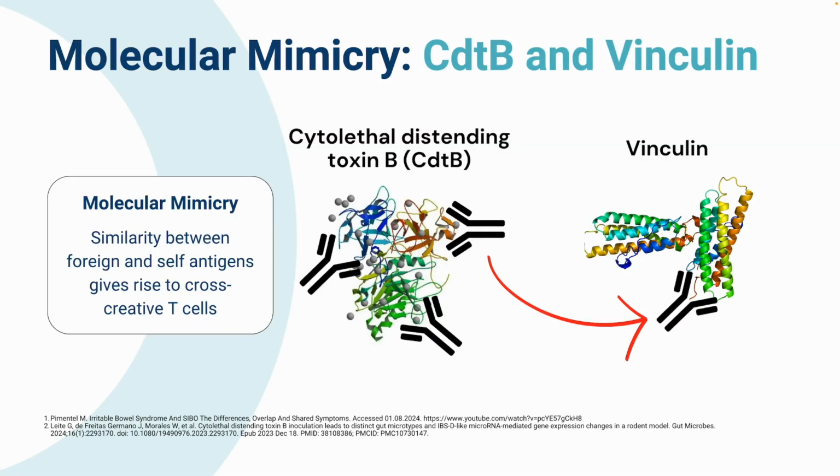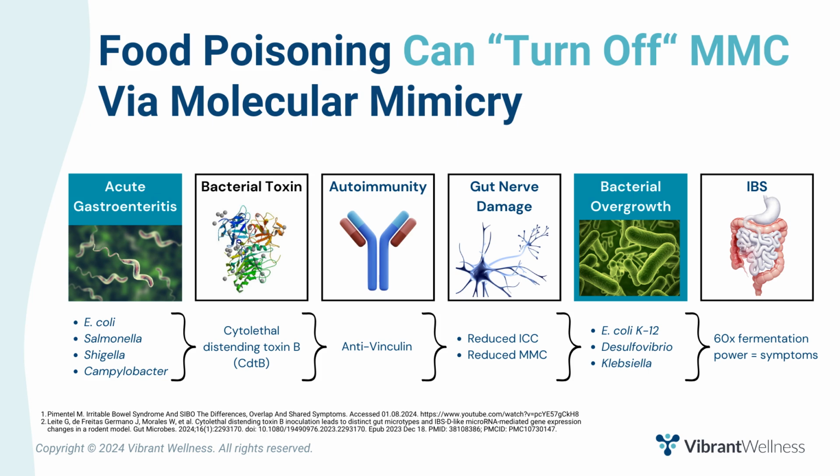Unfortunately, CDTB looks a lot like the human protein vinculin. And through molecular mimicry, the body ends up making antibodies against vinculin. Without going into the details, autoimmunity against vinculin indirectly shuts off or reduces your MMC, allowing bacterial overgrowth that drives IBS and SIBO symptoms. If you want to learn more about the exact mechanism, check out the citations on this slide.